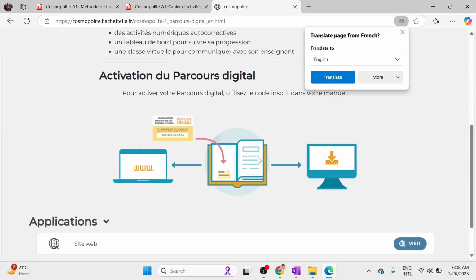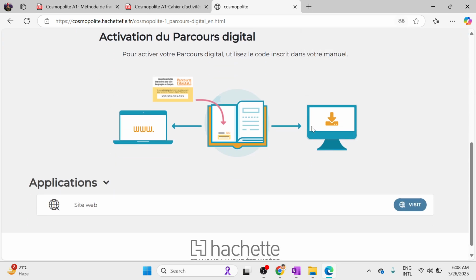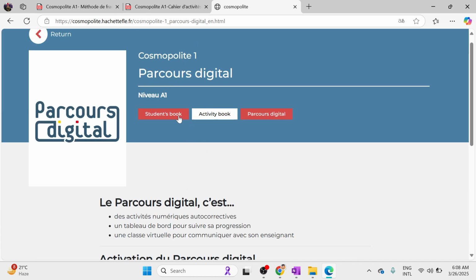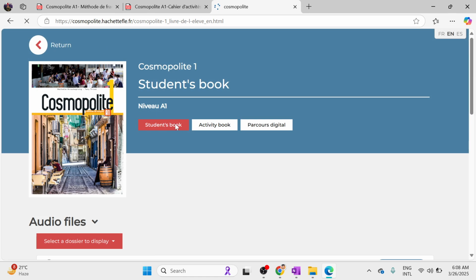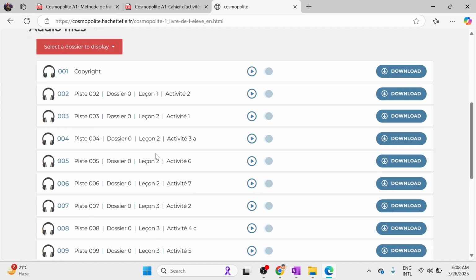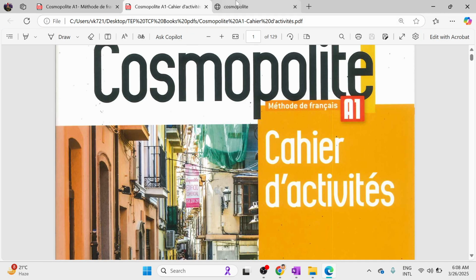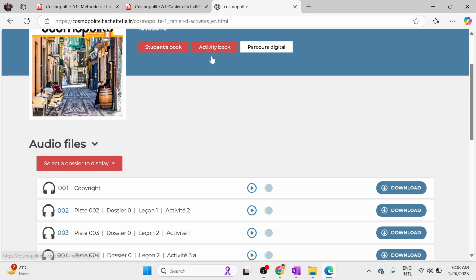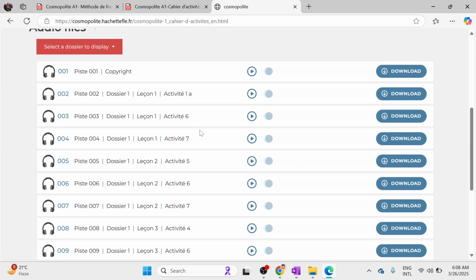The barcode digital is altogether optional, and it's not that we are going to use it a lot. So you can understand these two things as references: for the student book, the audios and so on are here, and for the Cosmopolitan Cahier activity book, the reference is the second link.